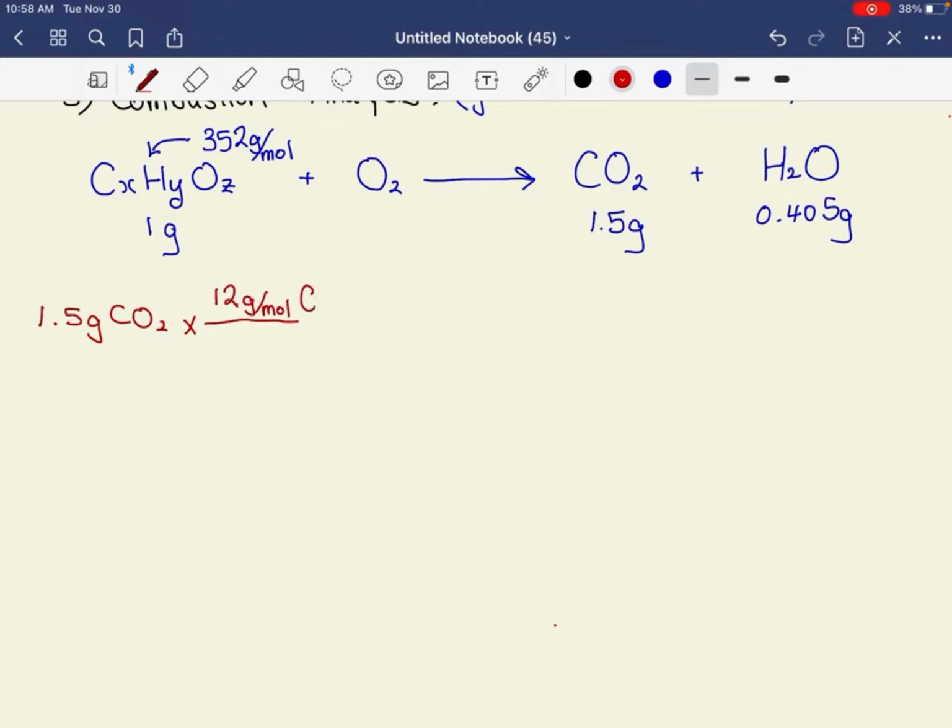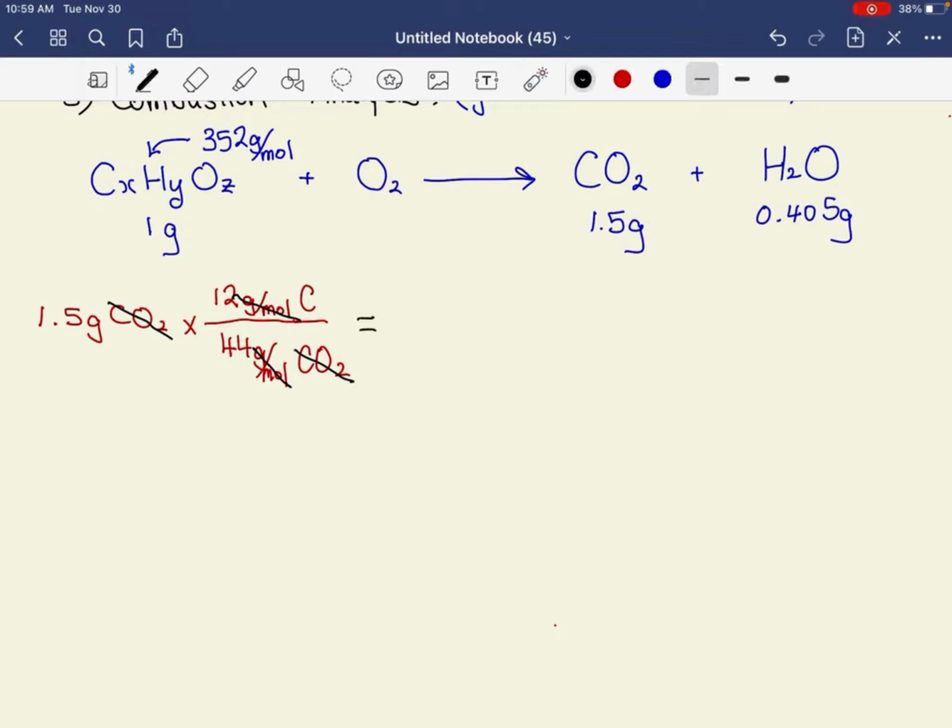So let's do this. We know how to do this. So out of 1.5 grams of carbon dioxide, how much of that 1.5 grams belongs to carbon? So we multiply by the percent composition, which is 12 grams per mole of carbon over 44 grams per mole of carbon dioxide. Because carbon is 12 grams per mole, carbon dioxide is 44 grams per mole. Grams per mole and grams per mole cancel. Carbon dioxide and carbon dioxide cancel. So you're left with grams of carbon as your final unit.